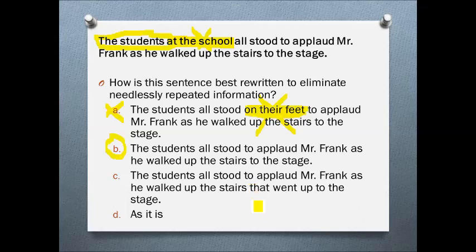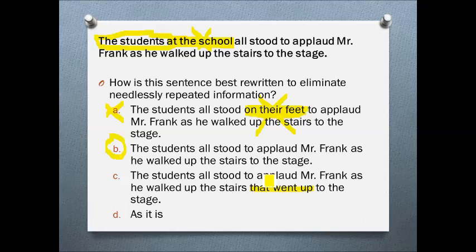So the students all stood to applaud Mr. Frank as are the same. He walked up the stairs are the same. And then that went up to the stage. Are those words necessary? Probably not. If you say the students all stood to applaud Mr. Frank as he walked up the stairs to the stage, we assume that the stairs are the ones that went up to the stage because he was walking up them to get to the stage.